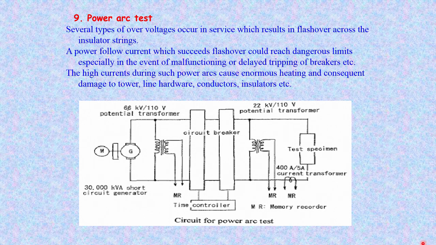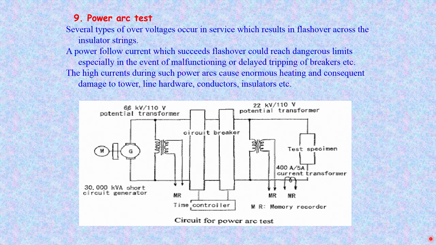So, during the flashover, or during the breakdown of that conduction which is happening, there is a power follow current. That is the current which is seen during the flashover, when the voltage is going to zero or coming drastically down. During this period, a current known as power follow current flows and succeeds the flashover. This could reach dangerous, very high limits, especially in the event of malfunctioning or delayed tripping of breakers.